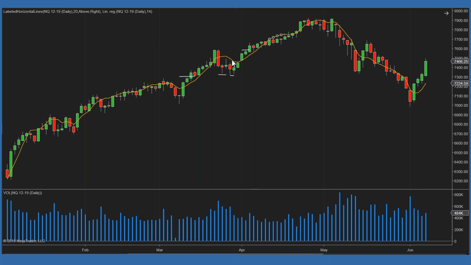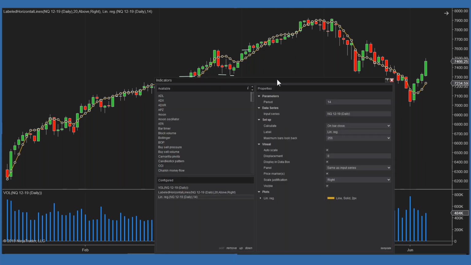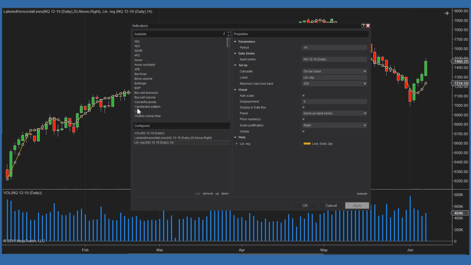The thing with linear regression, I suppose, before we get too carried away here, we should have looked at some of the parameters. There's really not that much to play with, except the period size. And by default, everything in NinjaTrader defaults to a 14 period average.